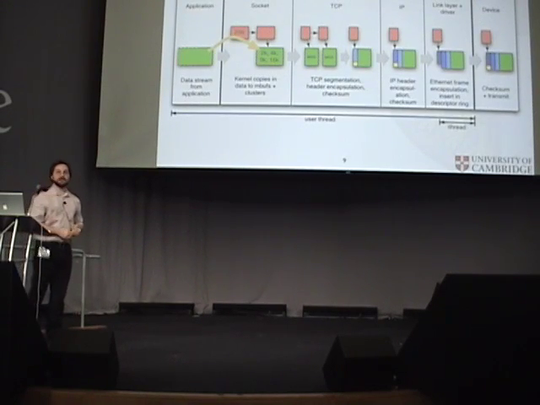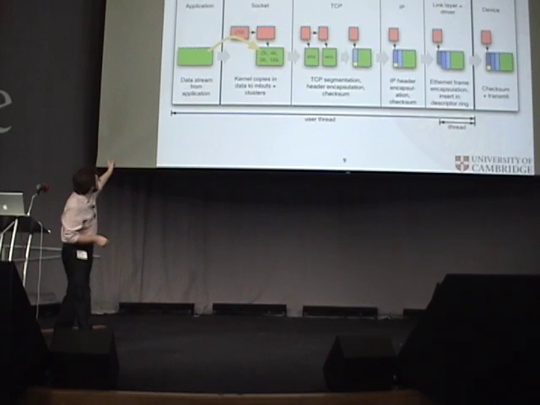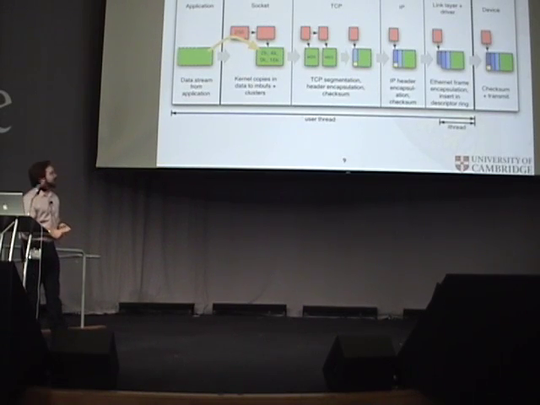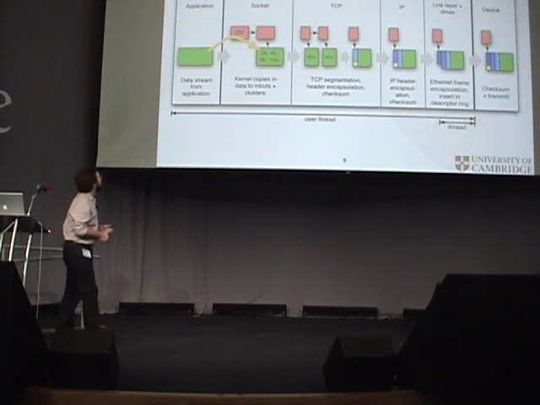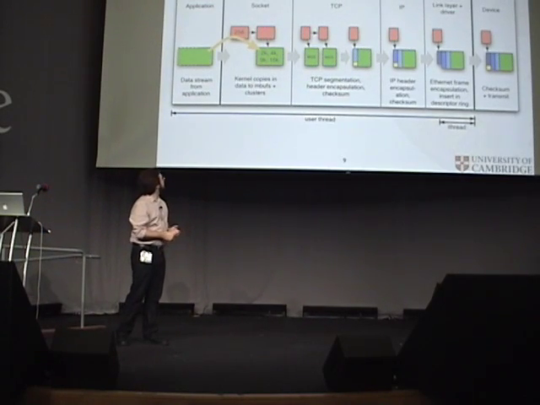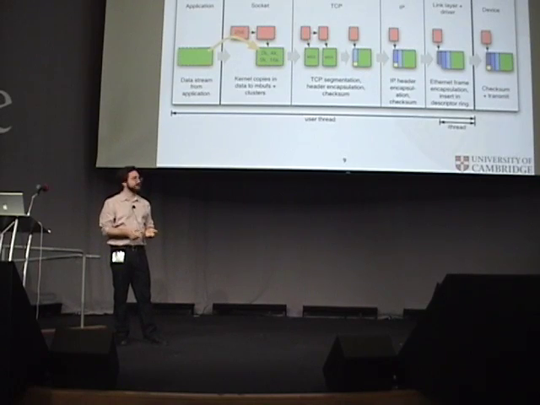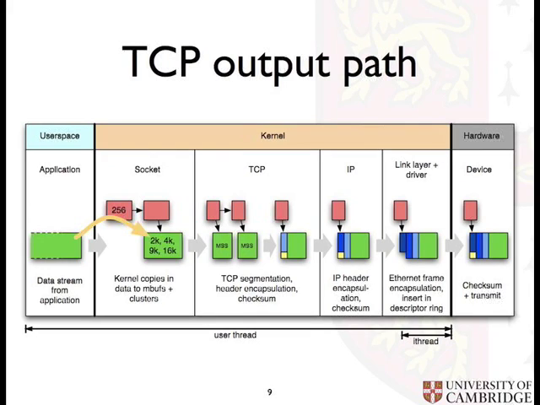Let's talk briefly about the TCP output part. The application has a stream of bytes. It's going to pass it down. One of the first things we do is we break it up into these chunks, these things called clusters. We pass it down to TCP. TCP starts breaking them up into packet-sized chunks. We don't actually do that at the top level, interestingly.